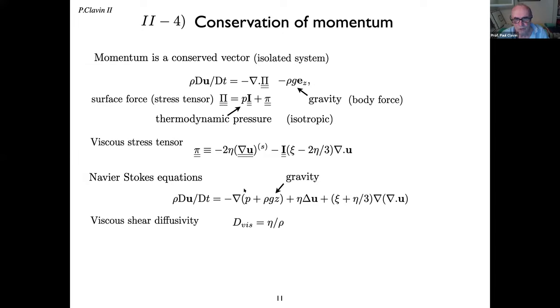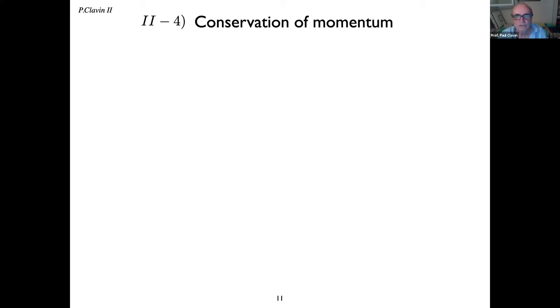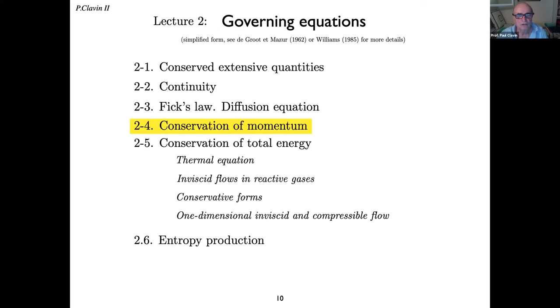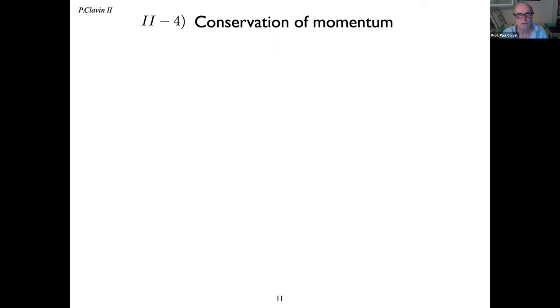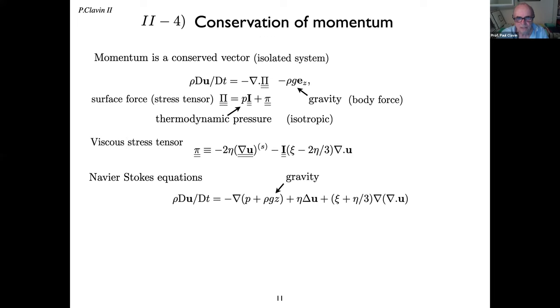If you forget the pressure term and this volumetric term here, you have an equation saying that rho du over dt is equal to eta Laplacian u. This is exactly the same form as the diffusion equation I have just mentioned. So, in a sense, viscosity, this term eta divided by rho, this stress viscosity divided by rho, is a diffusion coefficient for the flow, a vector. You see? So this is a diffusion equation, and you define a viscous diffusivity, which is the ratio eta divided by rho.